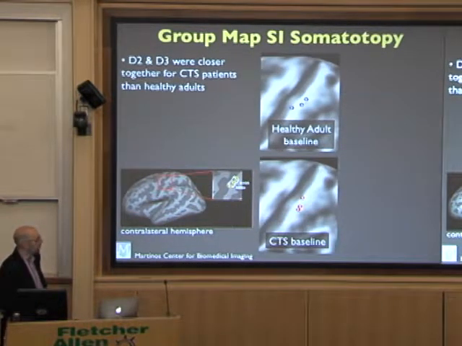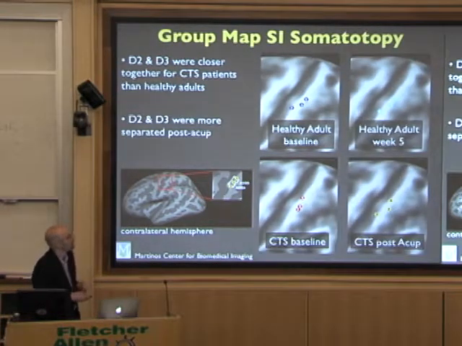And these are the two median nerve innervated fingers. And this, coupled with the fact that there's hyperactivation happening, basically our interpretation of this is that there's a blurring. The digits are no longer as separated as they are in healthy adults, and there's now a blurring of these digit representations in these patients.